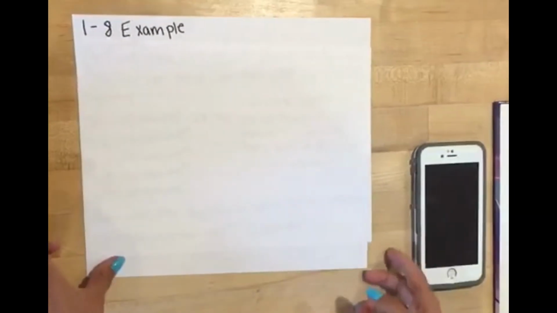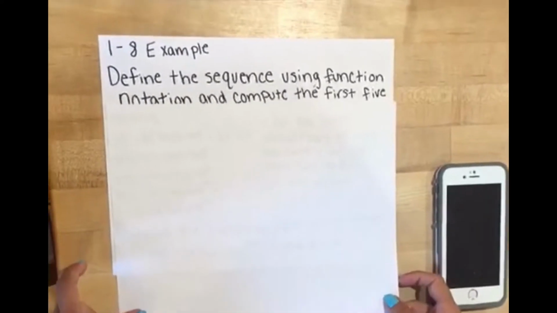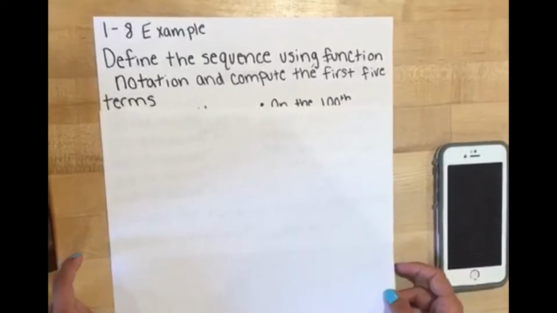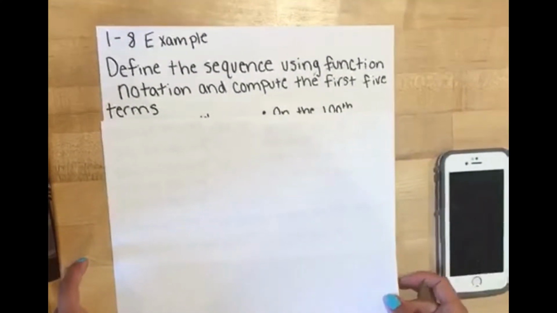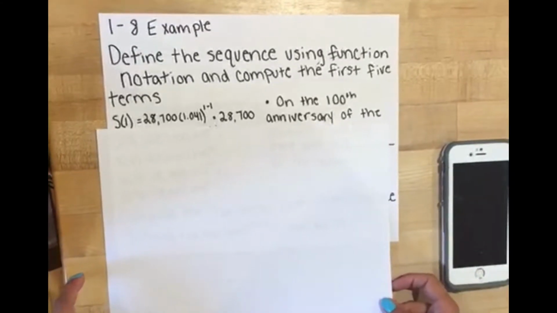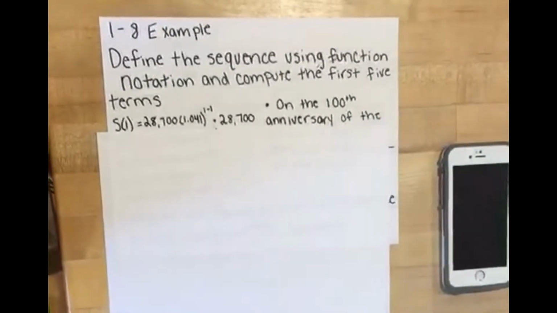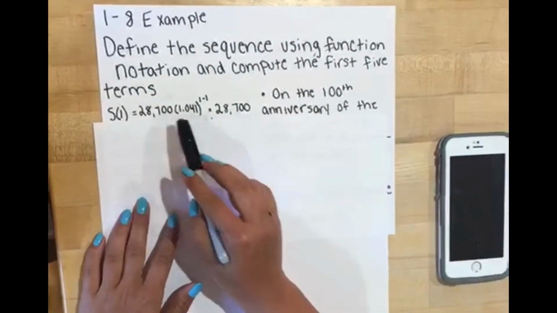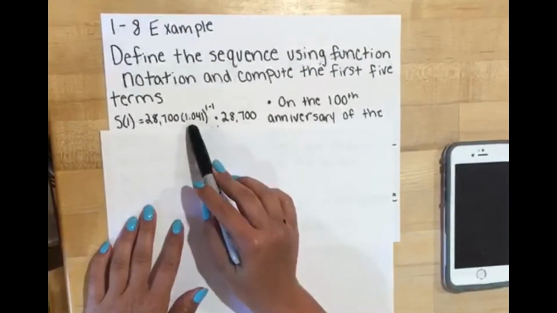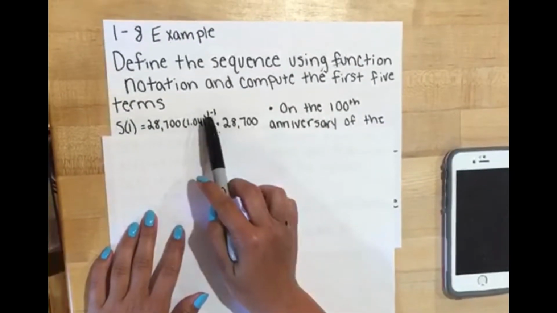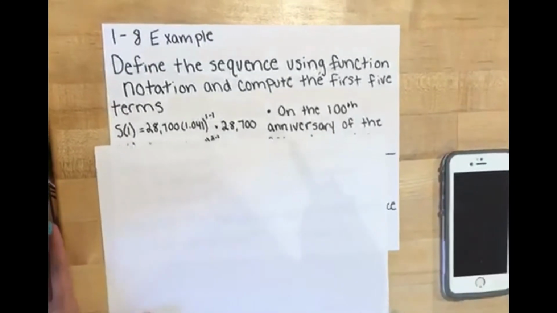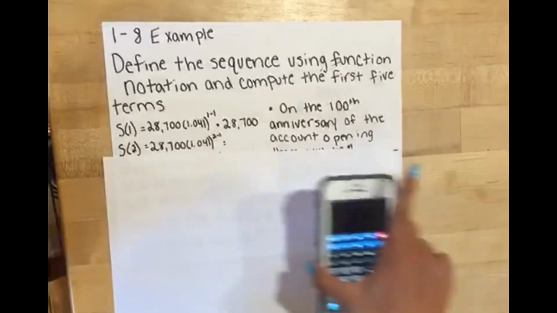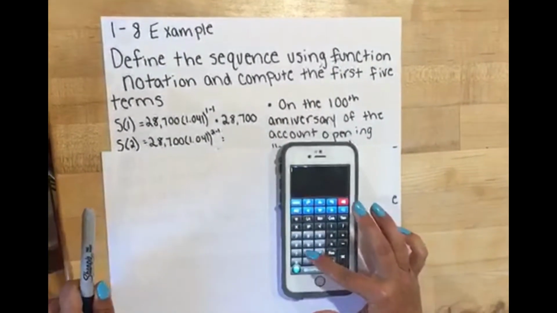So we are now going to define the sequence using function notation, and we're going to compute the first 5 terms of the formula. Here you will see I did the first one for you. This is the amount that was first put in. This is the interest rate. And then this is the years it was in there minus 1. So now we're going to do the same thing, except when it's in there 2 years.